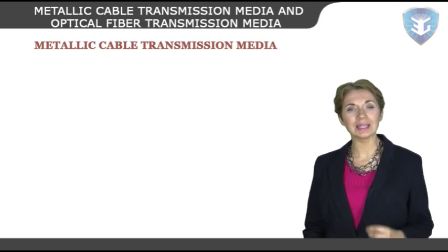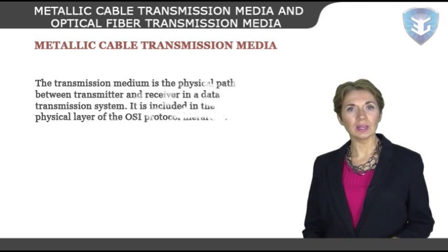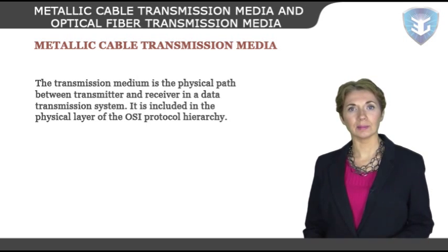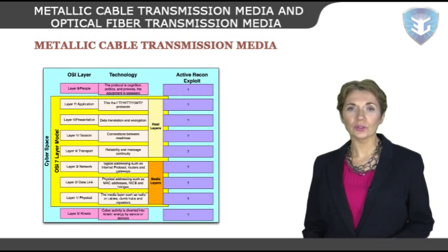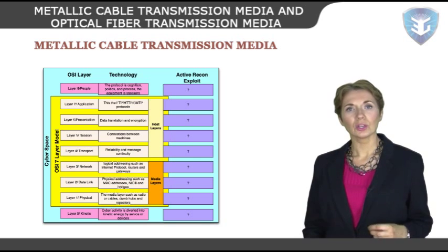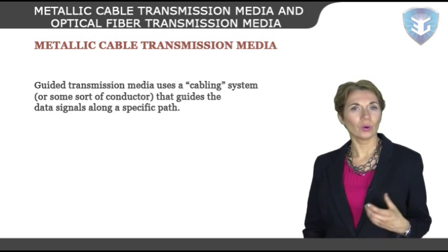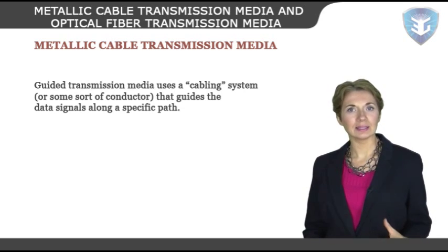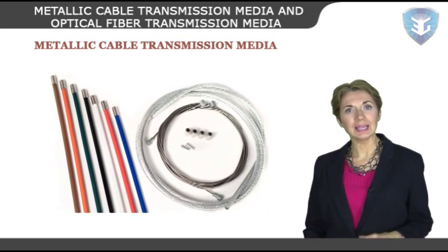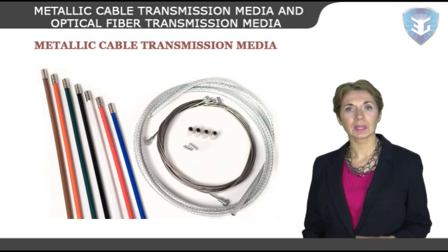Let's now take a look at the metallic cable transmission media. The transmission medium is the physical path between transmitter and receiver in a data transmission system. It is included in the physical layer of the OSI protocol hierarchy. The transmission medium is usually free space, metallic cable, or fiber optic cable. Transmission media can be generally categorized as either unguided or guided. Guided transmission media uses a cabling system or some sort of conductor that guides the data signals along a specific path. The data signals are bound by the cabling system. Guided media is also known as bound media.